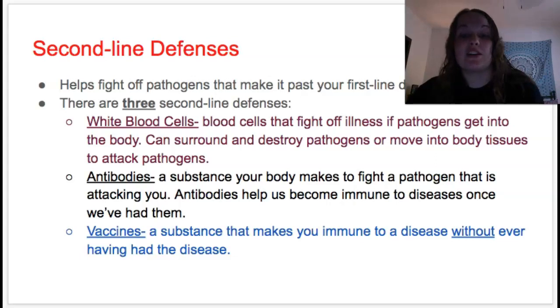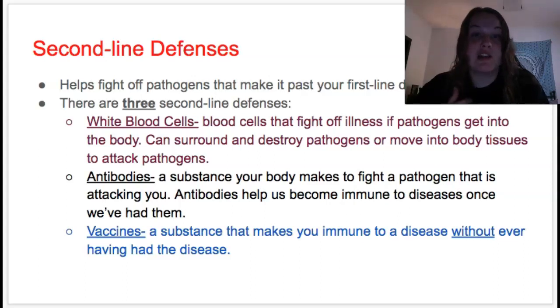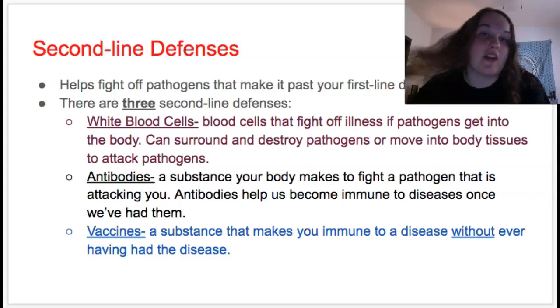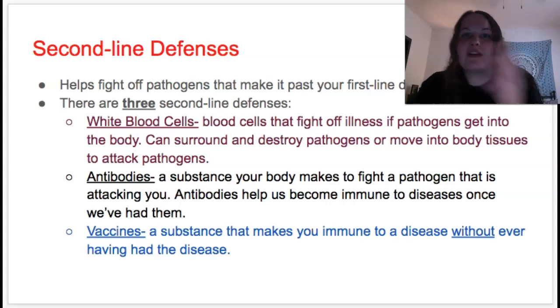Antibodies help us to become immune to diseases once we've had them. So let's say that you get the chicken pox when you're really young. Whenever you get the chicken pox, your body will build up antibodies to help you, so that if you were ever to get chicken pox again, these antibodies would fight it off right away, and then you wouldn't get it again. Or maybe you would have a less intense version of it.